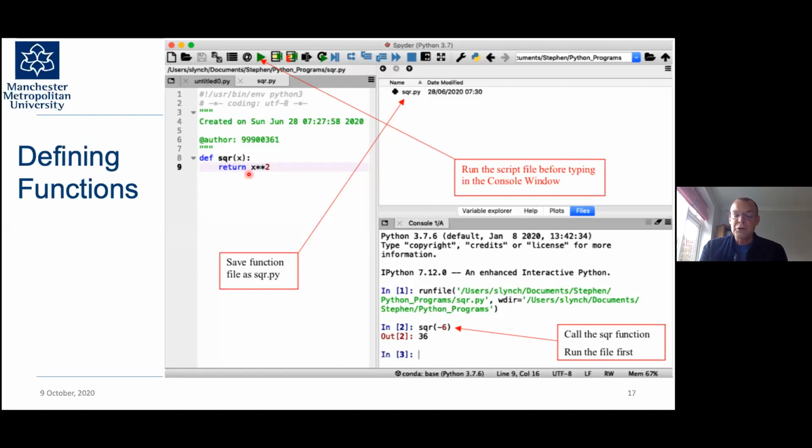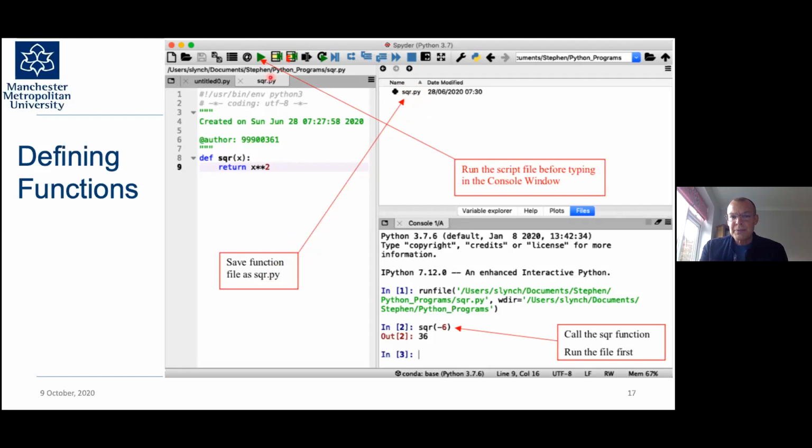And whenever we define a function in Python, we have to end the line with a colon. Okay, when you hit return after typing this, Python automatically indents for you. And indentation in Python is vitally important. So you have to let Python do the indentation for you. So here we define the function. We then run the script. Oh, sorry, we have to save the function. So now we've got this file. So we save the function as sqr, and all Python files end in .py. So we've saved the file.